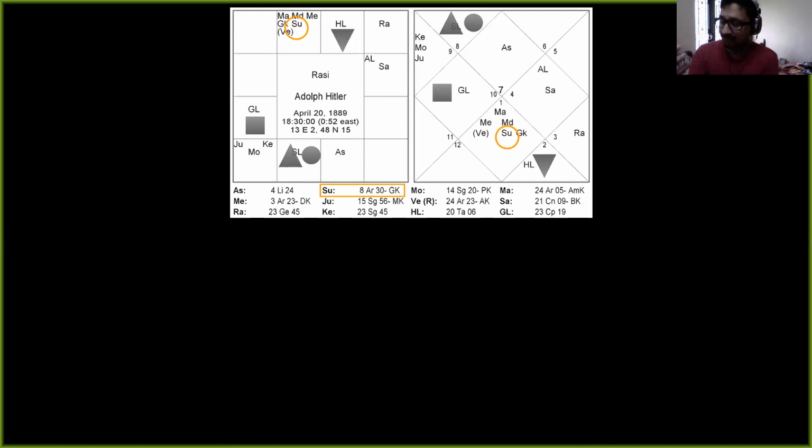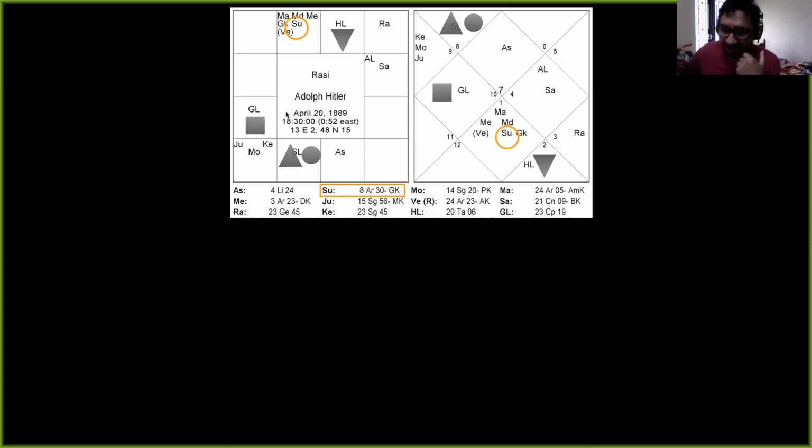He was all about destroying the Jews because he claimed that the Jews had backstabbed them. So there was again Ketu's influence: look at the past, look at this particular race, look at what this race did to us during World War I when we were backstabbed. That was his complete political strategy, and you can see those themes play out clearly. His rise to power was when this emergency happened. Ketu's Moolatrikona is in his 10th house from Sun.